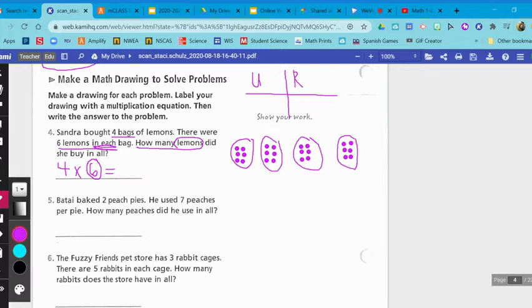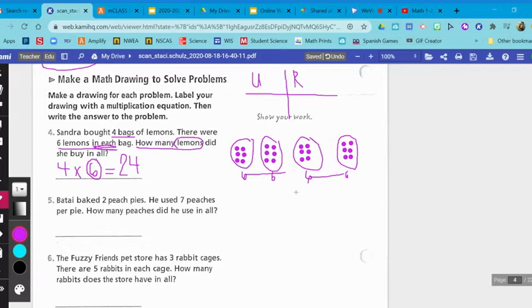Way number 2. We can do those repeated additions. I know that this would be the same thing as 6 plus 6 plus 6 plus 6. And if I pair those up, I've got 12 and 12 and 12 and 12 gives me my total of 24. Now, I did tell you there are 3 ways. Way number 3.